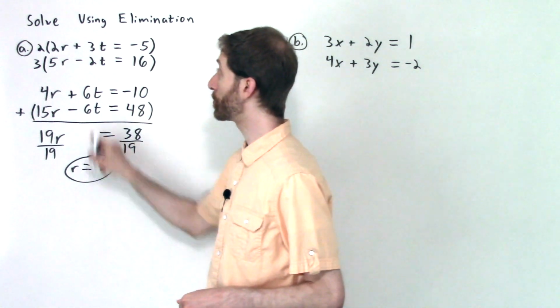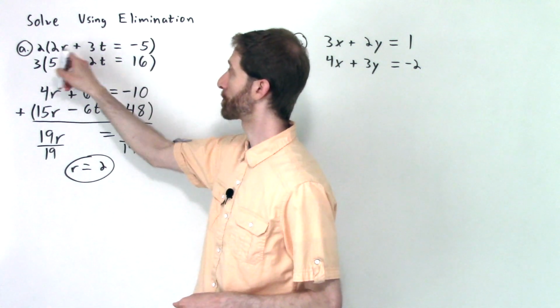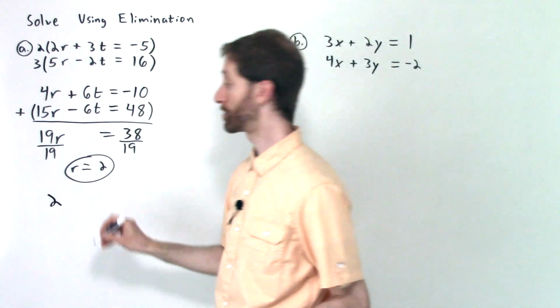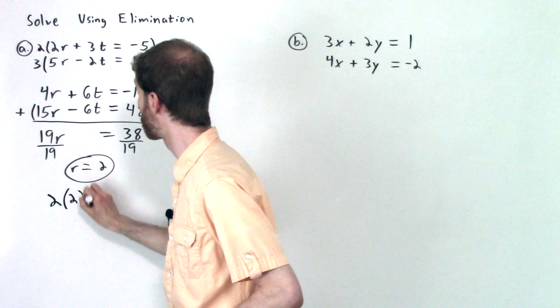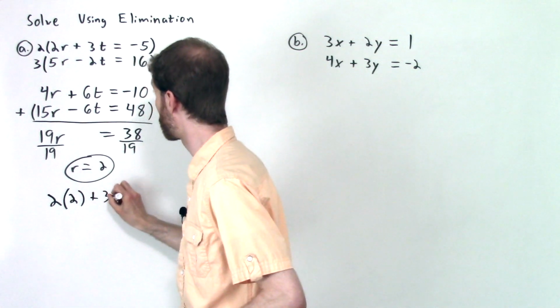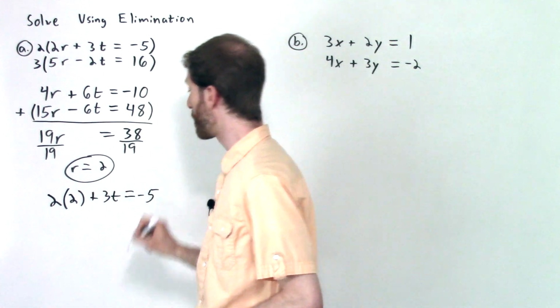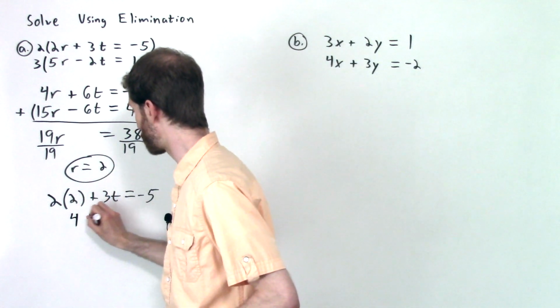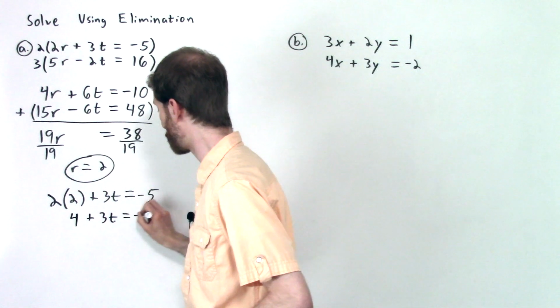So I plug 2 into, let's pick this equation, it has smaller numbers. Using this top equation, 2r would be 2 times 2, that's the r value, plus 3t is equal to -5. And all I have left to do is solve. 2 times 2 is 4, plus 3t is equal to -5.